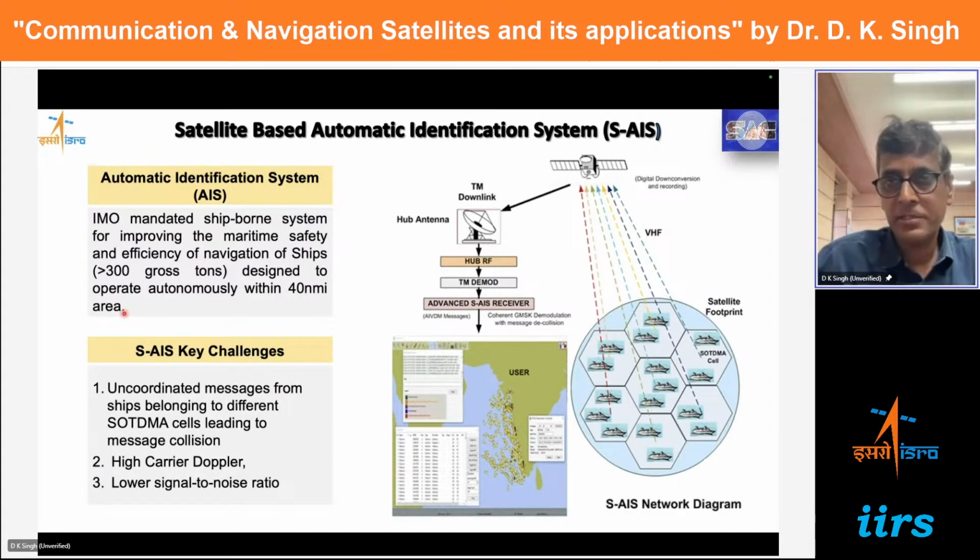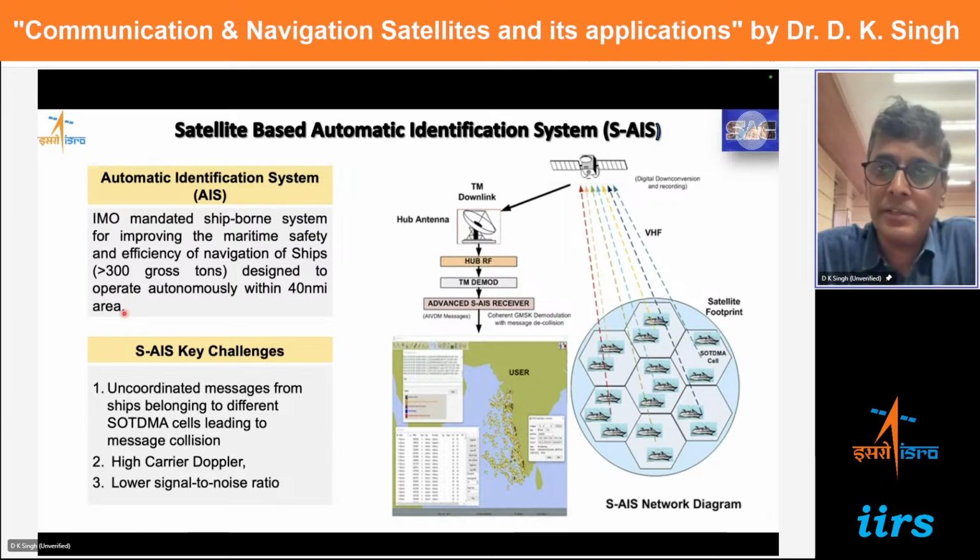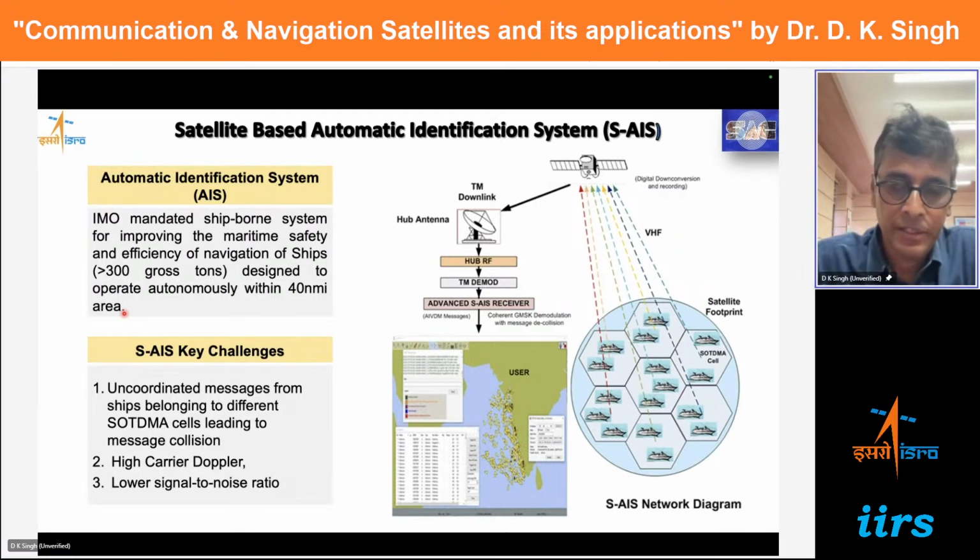Now there is one more satellite-based application called the satellite-based automatic identification system. All ships of more than 300 tons are mandated by the International Maritime Organization to transmit their information to all neighboring ships, so that all the ships in the vicinity of a few nautical miles know who is around them, and in case of any emergency they can be contacted. But let us say there is an enemy ship, it will switch off its AIS transponder and it will not be detected by the neighboring ships.